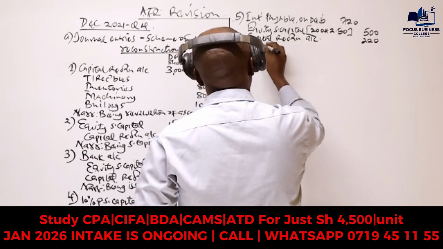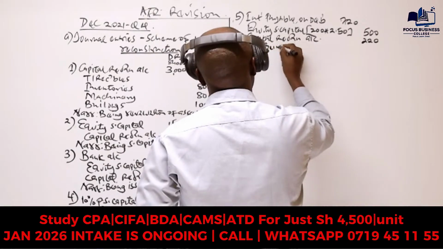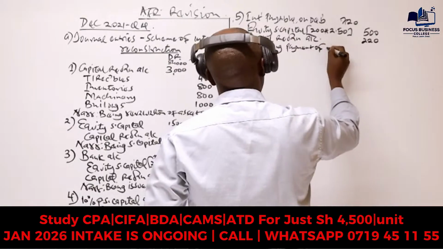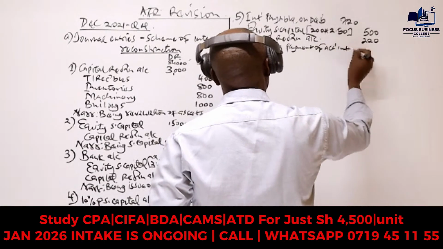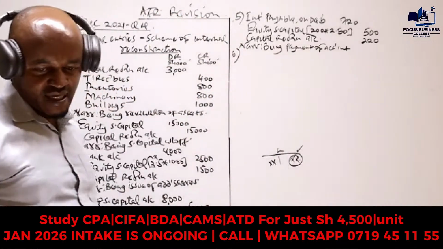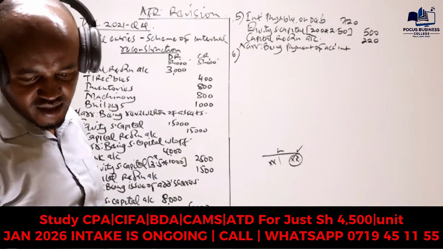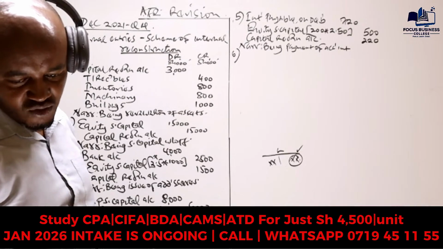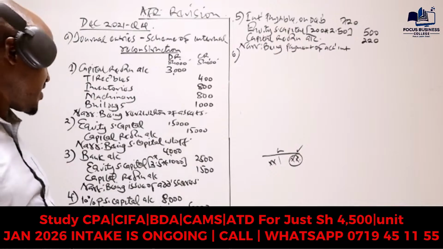Capital reduction account. So we can say in the narration, being payment of accrued interest. So we are basically done with that. Still in the same point, sentence 2, we are told that the 12% debentures are to be converted to 14% debentures, just like what we have done here.